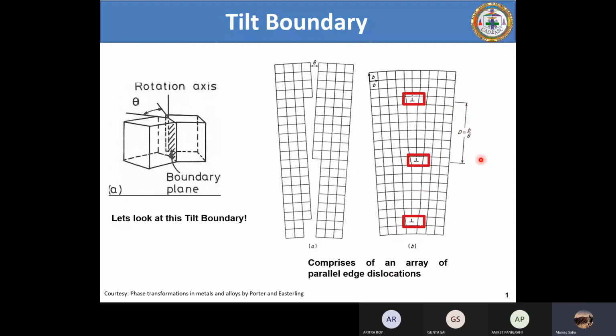Now I will explain these things very clearly. This d is equal to b upon theta. What is that? I will explain in the next slide. But till now, is it clear? Is this thing clear to all?